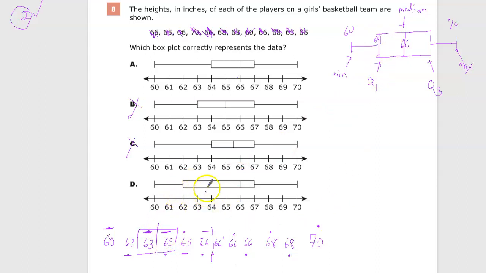So I can look to see where's my quarter one. Oh, that's looking good. So I think it's going to be this one. That's out because it's too far down. But I'm going to go through and check the other side as well to find my Q3 value or my upper quartile.